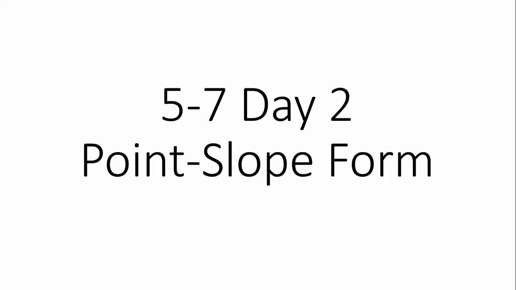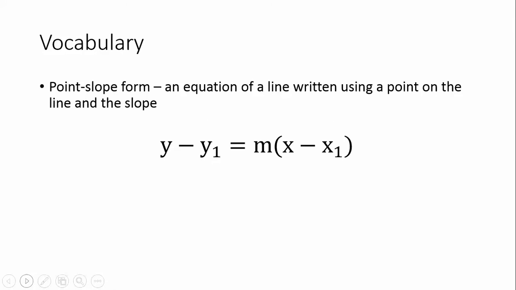Day 2, section 5.7, we're still going to work with point-slope form. So again, let's review what point-slope form is. It's the equation of a line written using a point on the line and the slope. And we read it y minus y1 equals m times the quantity of x minus x1.